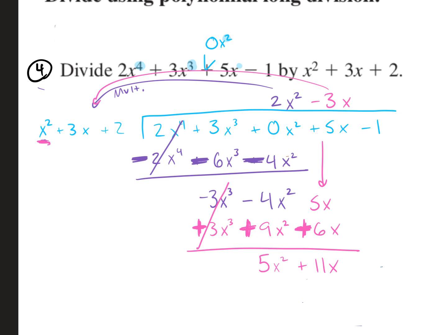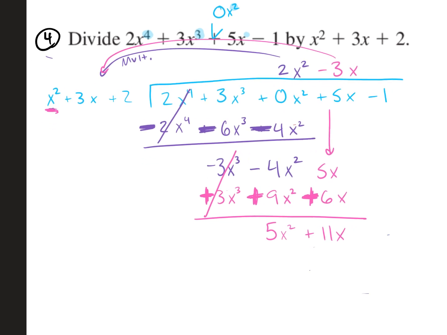What's next? Divide. So back to the top. What is 5x squared divided by x squared? 5. After we divide, we multiply. So it's 5 times x squared: 5x squared. 5 times 3x: 15x. And 5 times 2: 10.